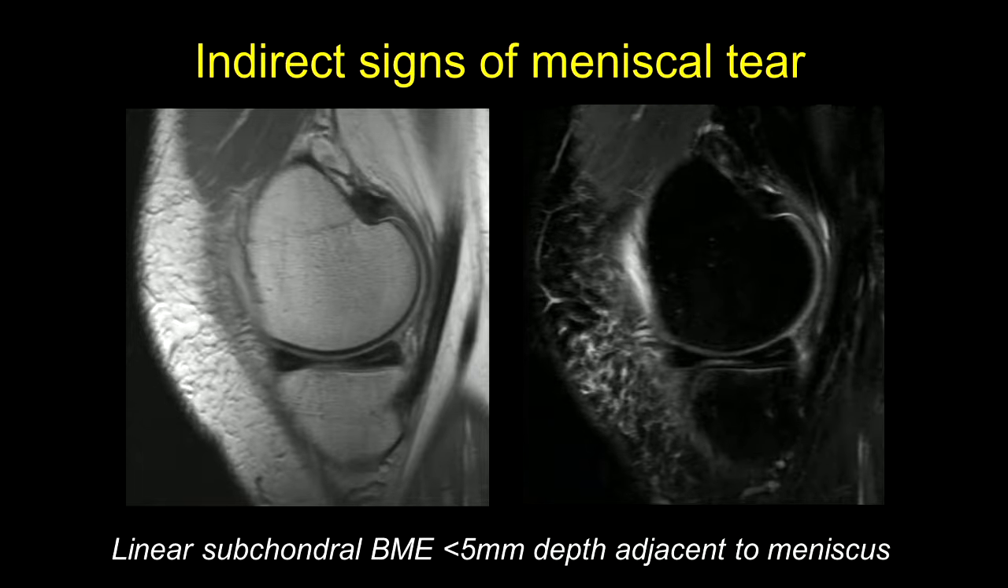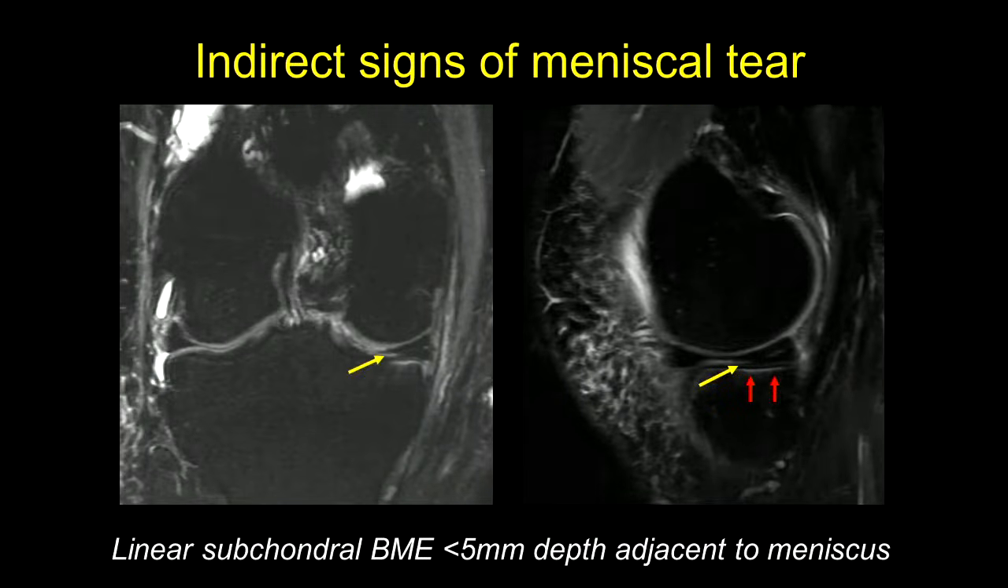In this example, we can see some signal abnormality extending to the inferior articular surface in the posterior horn of the medial meniscus. But you can see this characteristic linear subchondral bone marrow edema subjacent to the signal abnormality in the meniscus, and this measures 5 millimeters or less in depth, and this has a high association with the presence of meniscal tears. Again, here we can see signal that appears to extend to an articular surface, but again you can see this characteristic subchondral linear bone marrow edema.